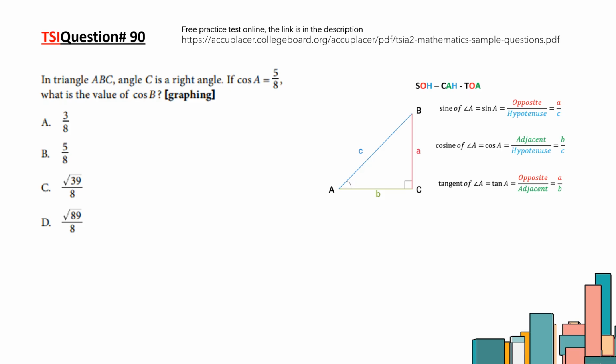In triangle ABC, angle C is a right angle. If cosine of A equals 5/8, what is the value of cosine B?